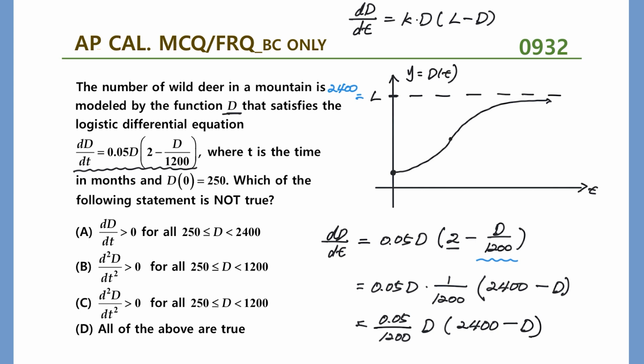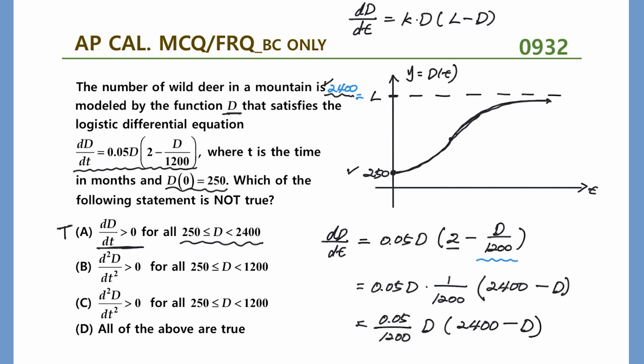Now let's look at our answer choices. A, dd/dt is positive for all d from 250 to 2400. Our initial population was 250 and our carrying capacity is 2400. So from here to here, our logistic curve, the population curve, always increases. So dd/dt is always positive. That's true.